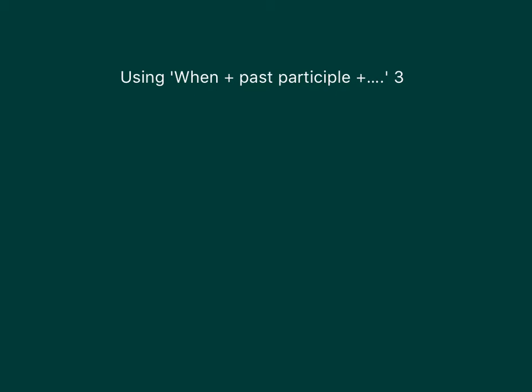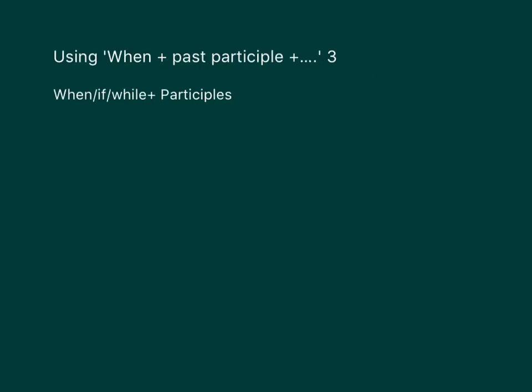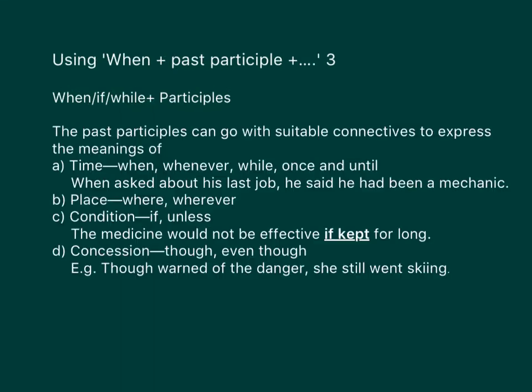Using when plus past participle, part 3. 上兩課提過 present 或者 past participles 嘅 tenses 或者 voice。今課我哋繼續教 when 或者 if 或者 while 開始嘅 participle. The past participles can go with suitable connectives to express the meanings of the following.